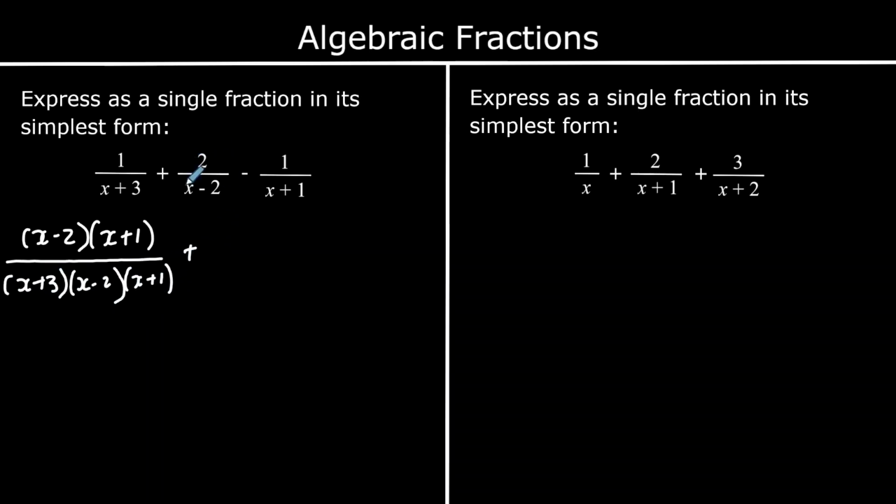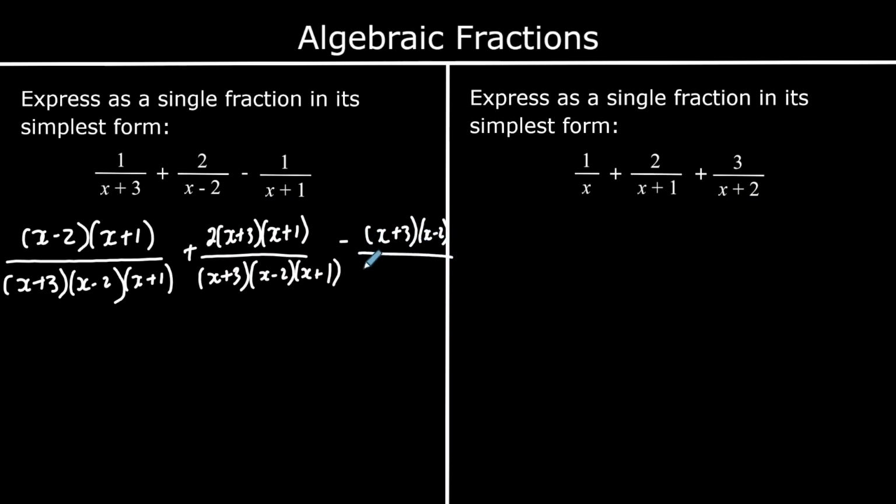The second fraction, times top and bottom by x plus 3 and by x plus 1. So 2 times x plus 3 times x plus 1. Again, the denominator will be the same. That's why we're doing it. And the last one, times top and bottom by x plus 3 and x minus 2. So x plus 3 times x minus 2 over the same denominator. Now the denominator is the same, so we can make it all into one fraction.